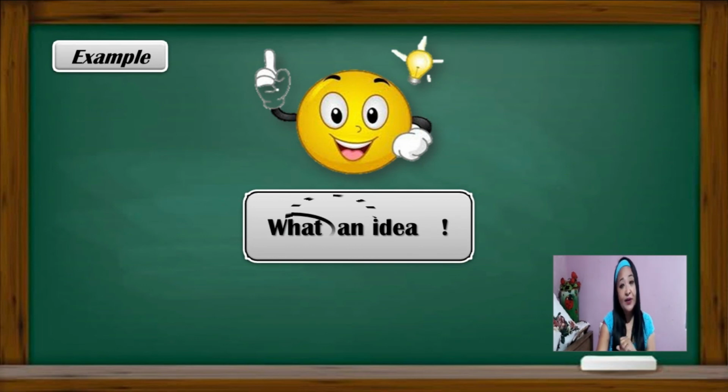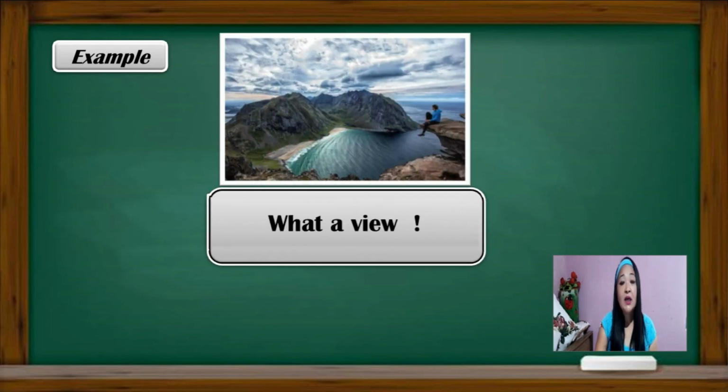Okay, let's see one more example. Well, okay, "What a view!" When I say what a view, the word what is an adjective, and it modifies the noun view. What kind of adjective is it? It is an exclamatory adjective. As I said just now, when you're making a sentence using an exclamatory adjective, it has to be followed by an exclamation mark, right?